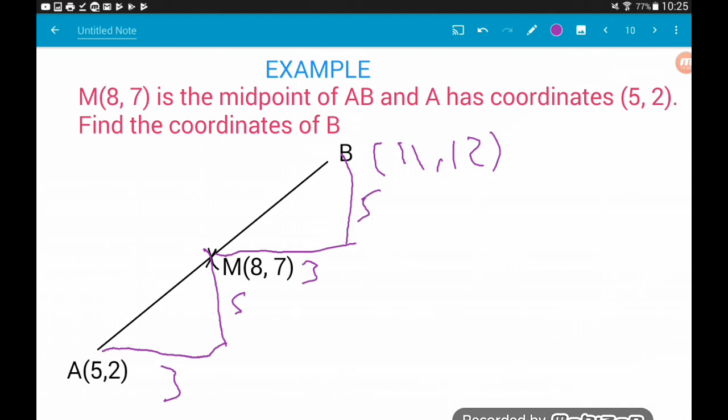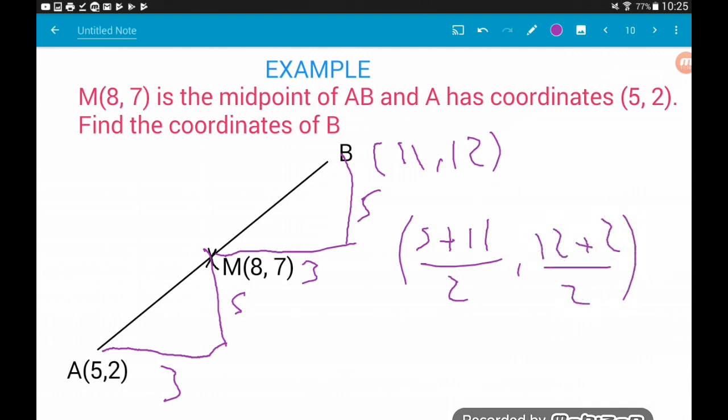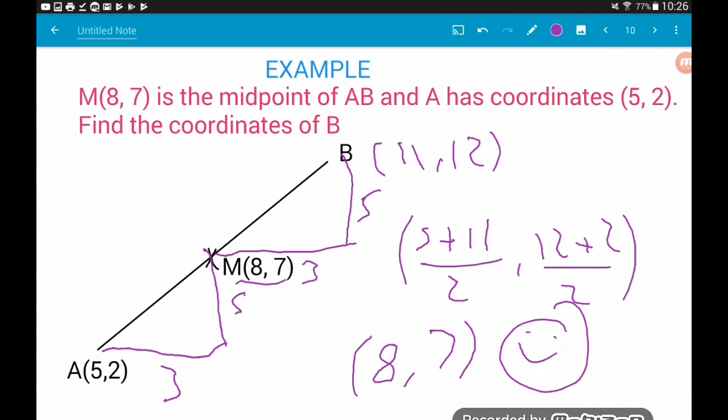Now we can even check that answer. Let's find the midpoint of AB and make sure we get 8, 7 for the midpoint. So we would get 5 add 11 over 2 for the x-coordinate, and 12 add 2 over 2 for the y-coordinate. Now 5 add 11 is 16, 16 divided by 2 is 8, and 12 add 2 is 14, divided by 2 is 7, which is indeed the coordinates we had for our midpoint. So we can have a nice smiley face because we know we've got the right answer.